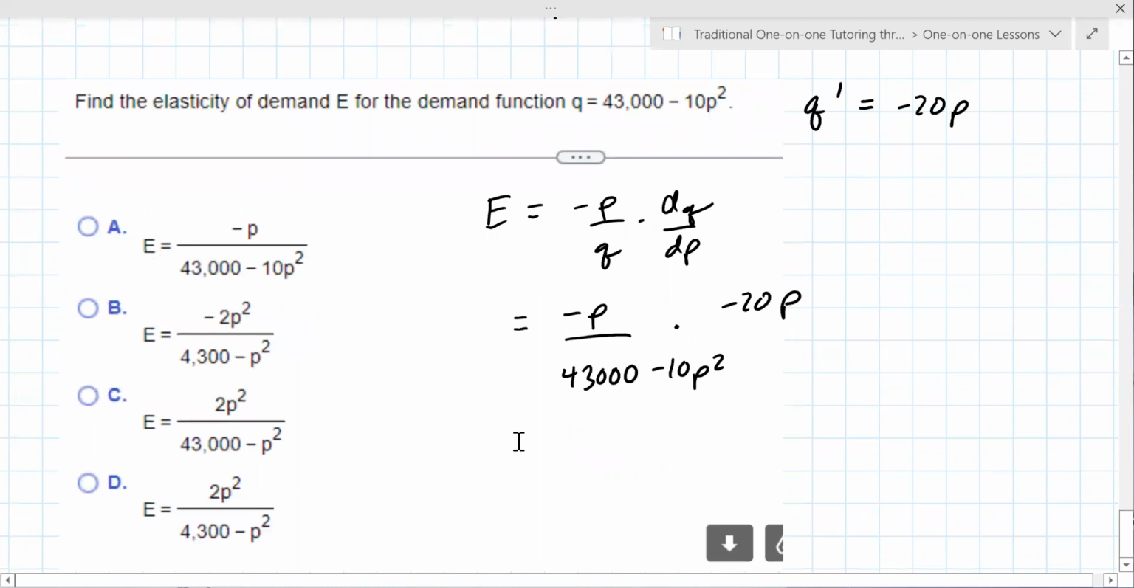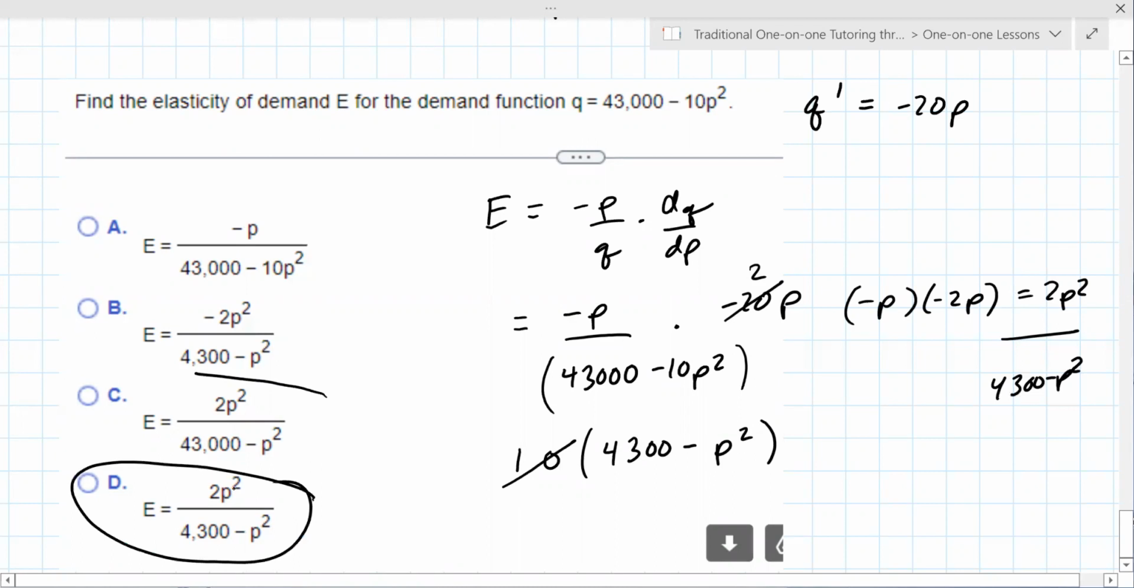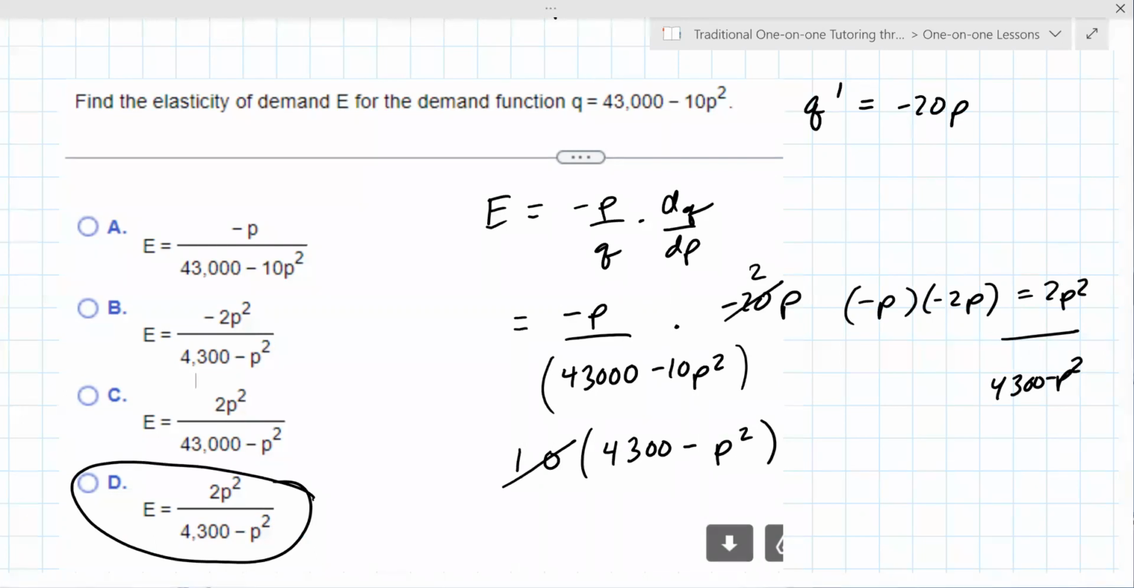And you look at your answers and you're like, none of my answers seem like they're there. Well, it is, but on the bottom, they have factored out a 10 from both. So the bottom becomes 10 times 4,300 minus P squared. And then that 10 cancels with this 10 up here. So that's minus 2P. So you have minus P times minus 2P, which gives you 2P squared on top over the 4,300 minus P squared. Like that. Okay. I almost circled the wrong one. Easy to do.